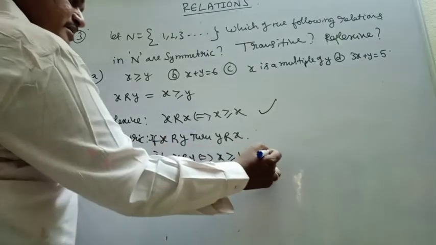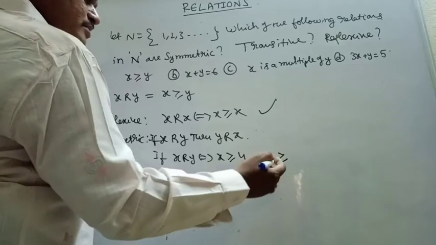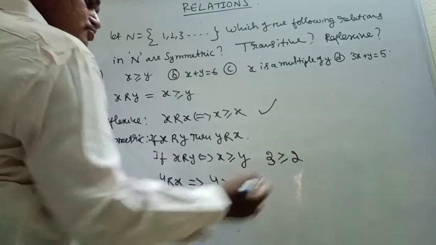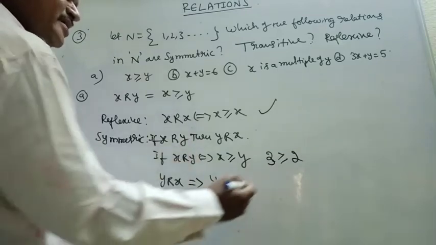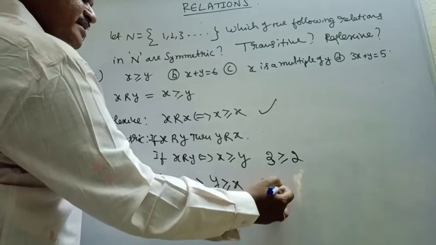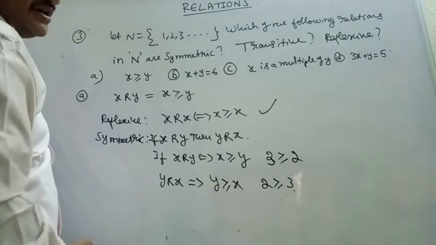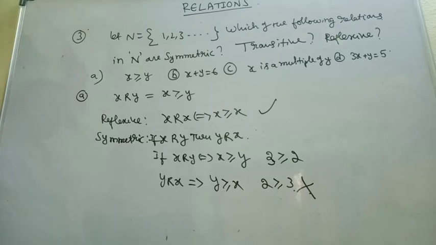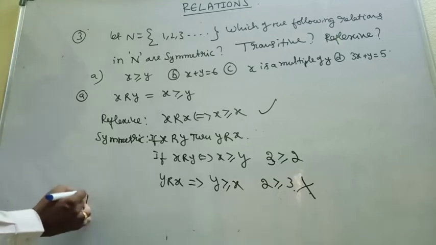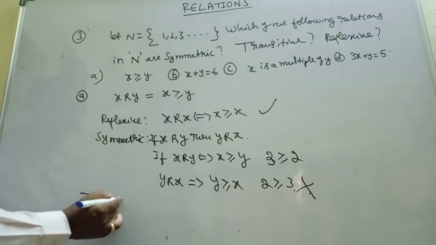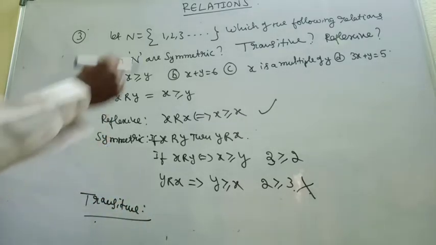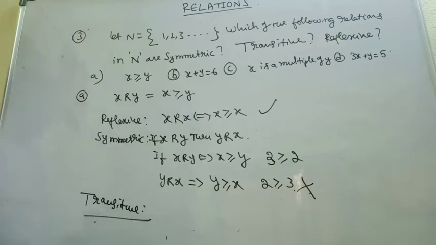For example, take some number: 3 is greater than or equal to 2. That is true. Can you say that 2 is greater than or equal to 3? You cannot say that. Therefore, it does not satisfy symmetric. Very good. Next, transitive. If you take transitive here, of course, I am combinedly explaining 3 problems in this one particular problem here.